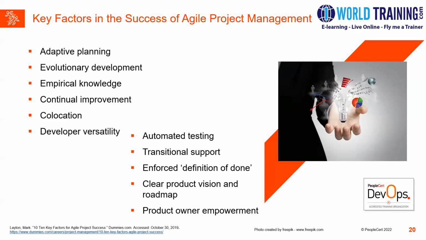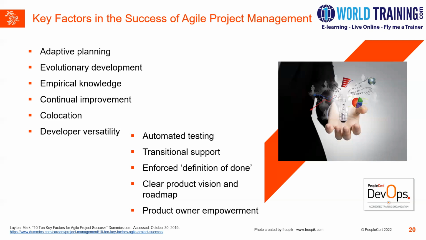So as the requirements evolve over a period of time, the development team should be able to carry out the changes or carry out the development as part of that evolutionary development. So evolutionary development is also a critical success factor for agile project management.